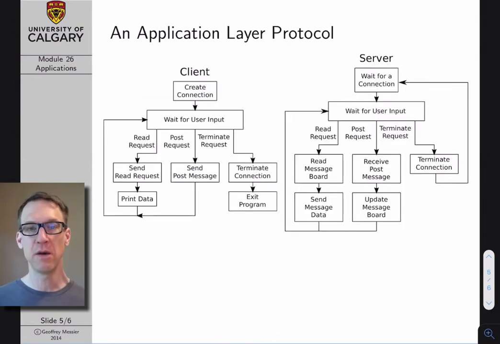So what I'd like to do now is give you an example of a very simple networked application, and talk about the application layer protocol that I'm going to use to implement this networked application. And then we're going to take a look at the actual C source code, run the program. You can see a little bit about how the program works.